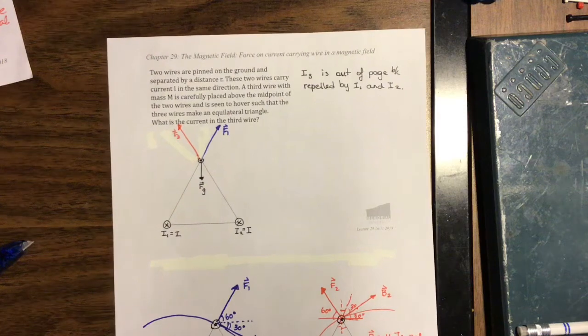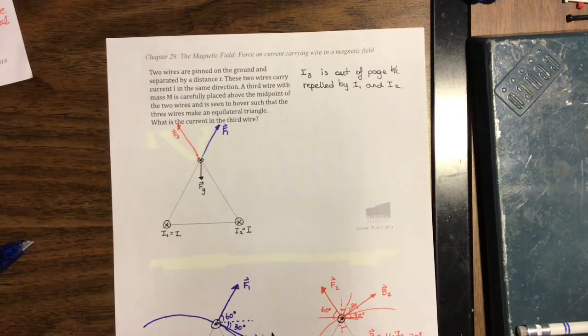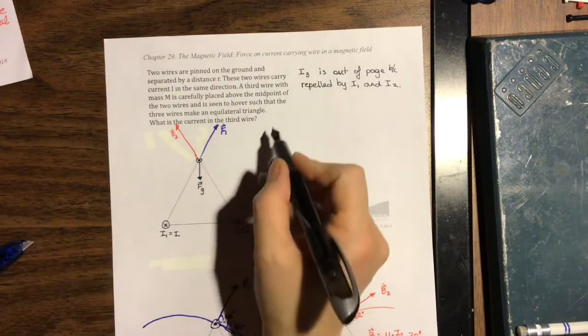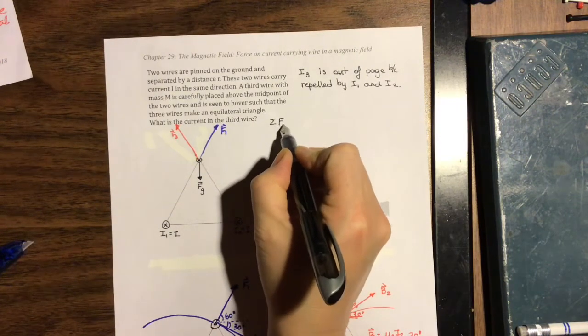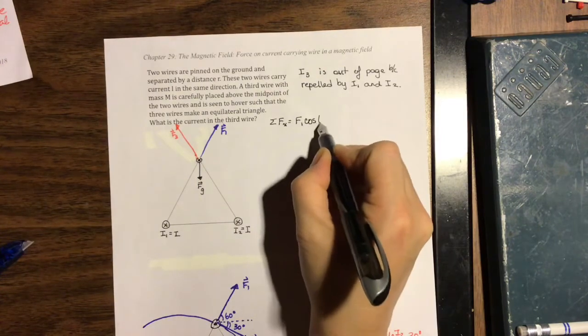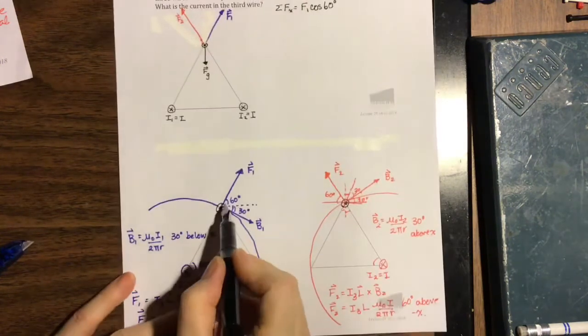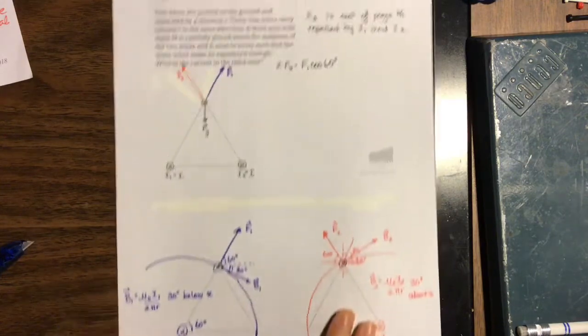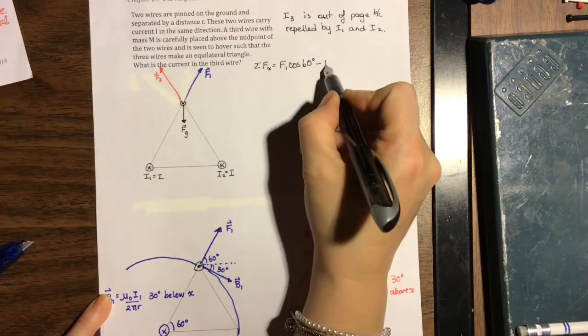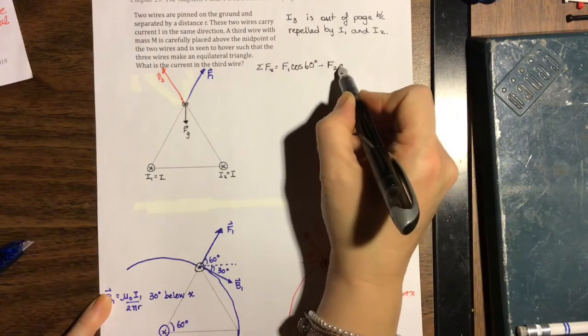F1 and F2, let's find the expression for the net magnetic force. So in the x direction, the sum of the forces in x is F1 times cosine 60 degrees, because here's our F1, it's got an angle of 60 degrees. F2 points to the left, so the x component is going to be negative, minus F2 times cosine, its angle is also 60 degrees.